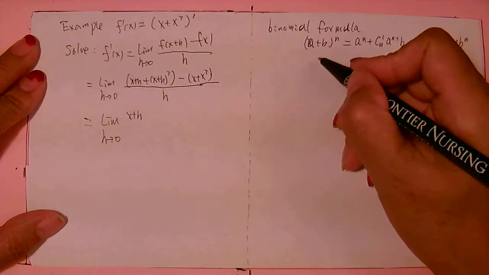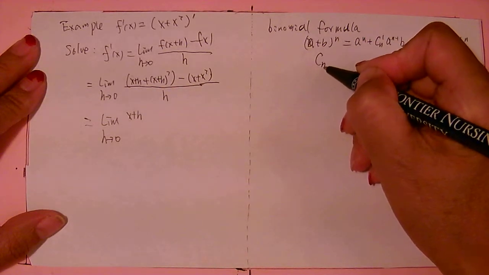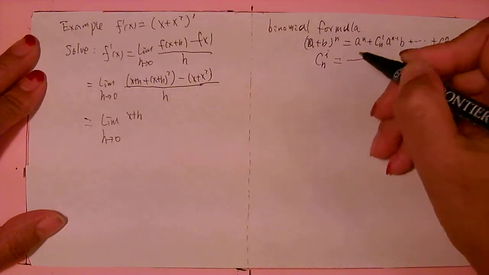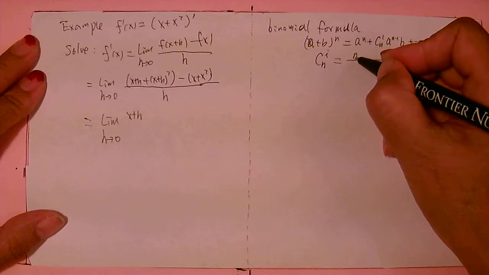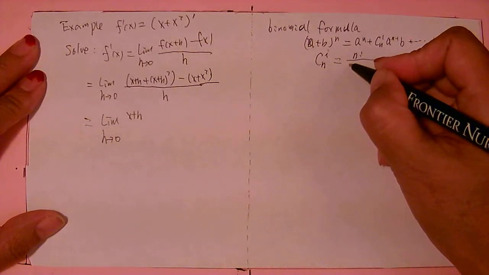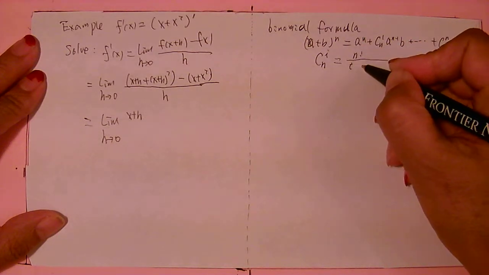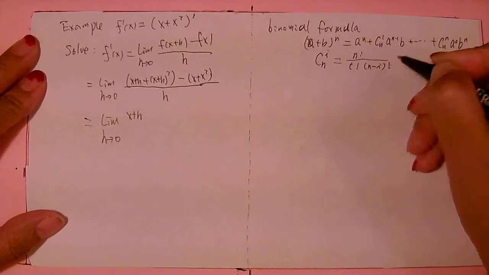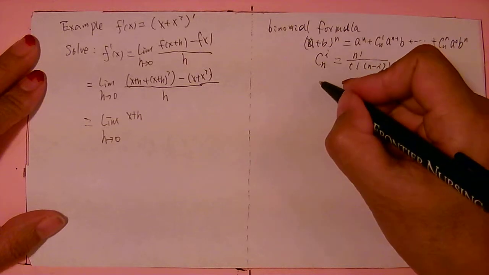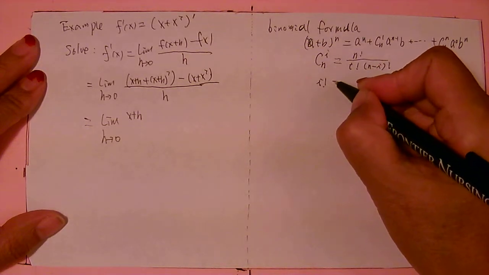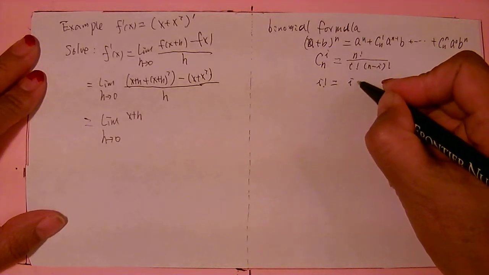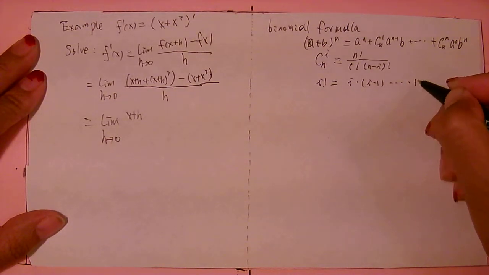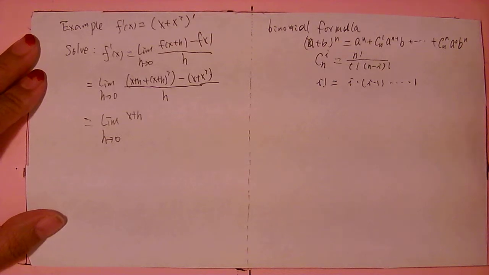So how do we calculate this C(n,i)? C(n,i) is a combination, so what will that be? That will be n factorial divided by i factorial and (n-i) factorial. Okay, what is i factorial? i factorial equals i times (i-1) times until 1. So that will be the binomial form.